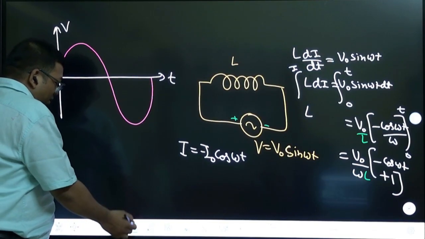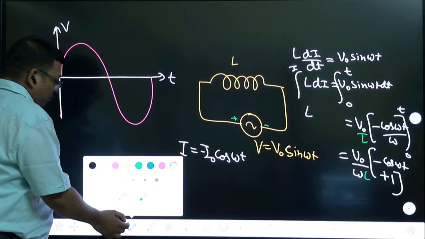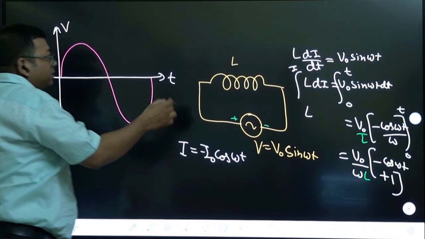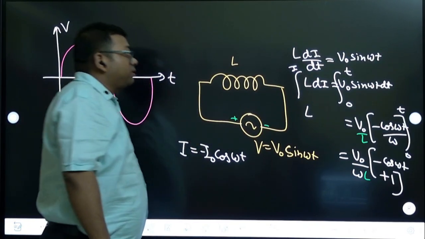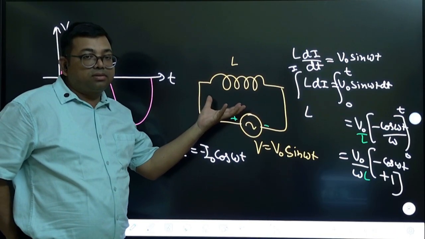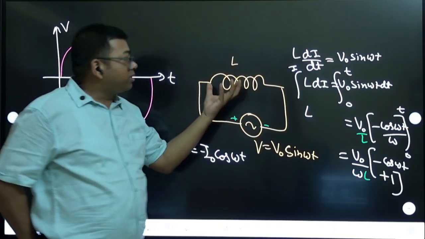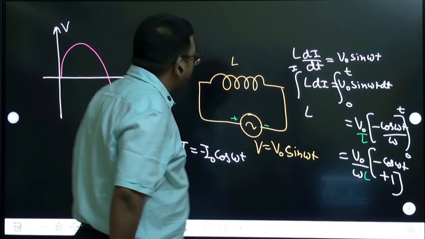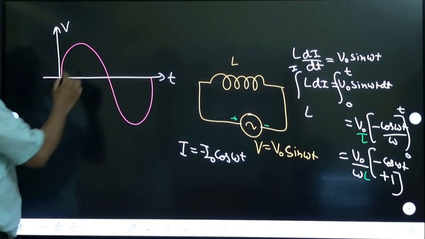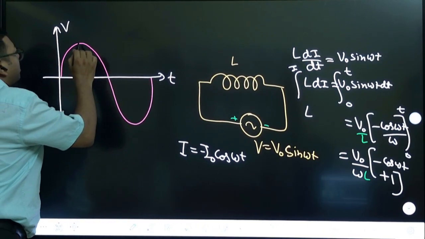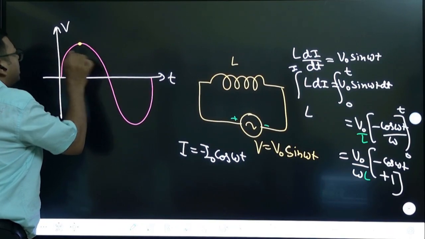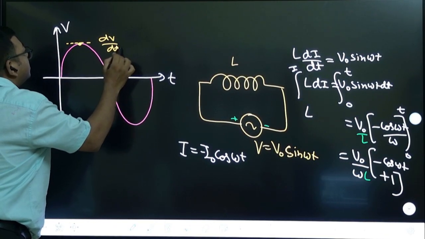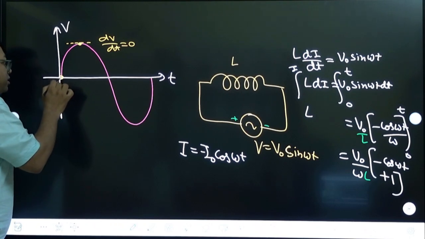Why? Because if you see here the slope of this graph, the voltage is changing, right? And the voltage that we get is from the rate of change of current. The voltage across the inductor is L di by dt, correct? di by dt means rate of change of current, and the rate of change of current and the rate of change of voltage will be related. If you see, the voltage is not changing at the peak value, because the slope becomes 0. This dV by dt becomes 0, correct? But initially the slope is maximum.